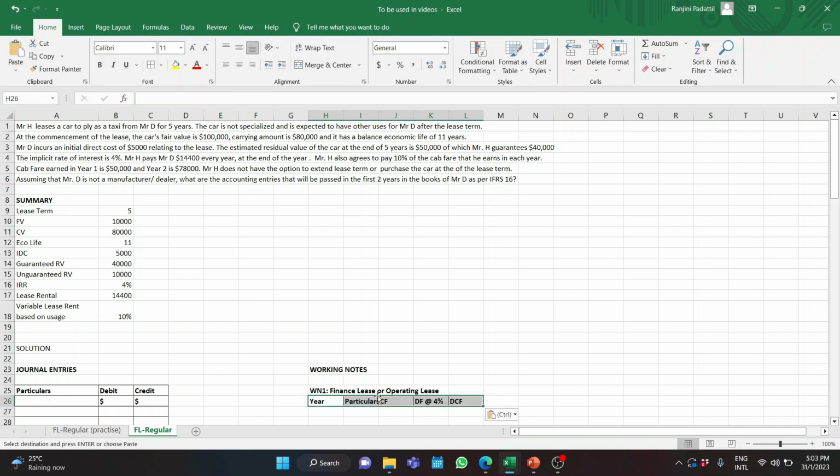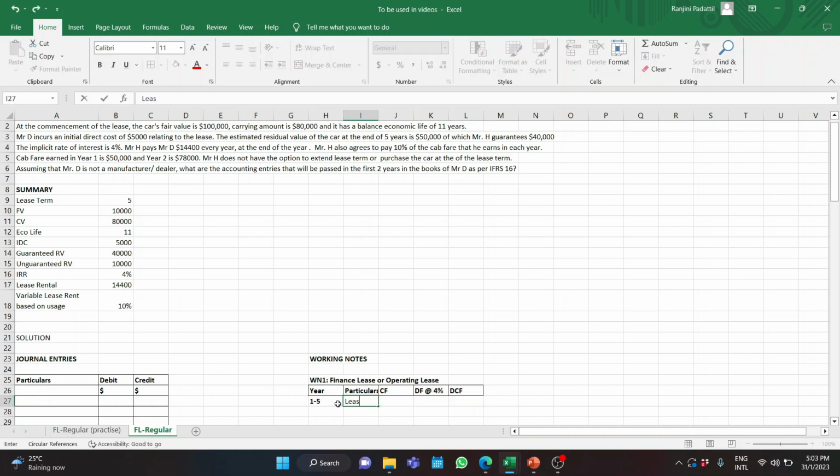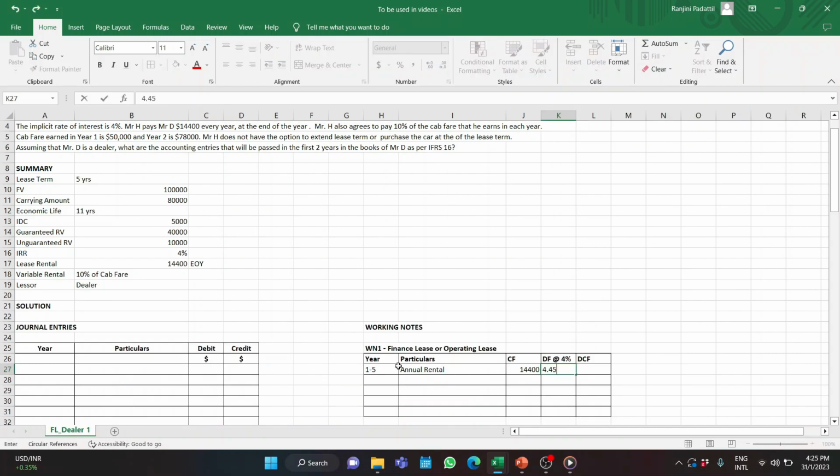of this asset. For 5 years, there's a lease rental of 14,400, with an annuity factor of 4.4514. Now I have explained this calculation in detail in another video of mine titled How to Calculate the Present Value. I'm giving the link here as well as in my descriptions. If you do not understand the step, please refer to that video. The discounted cash flow, 64,100.